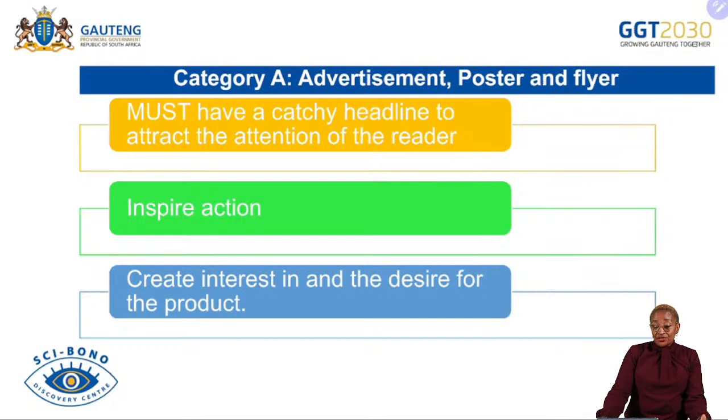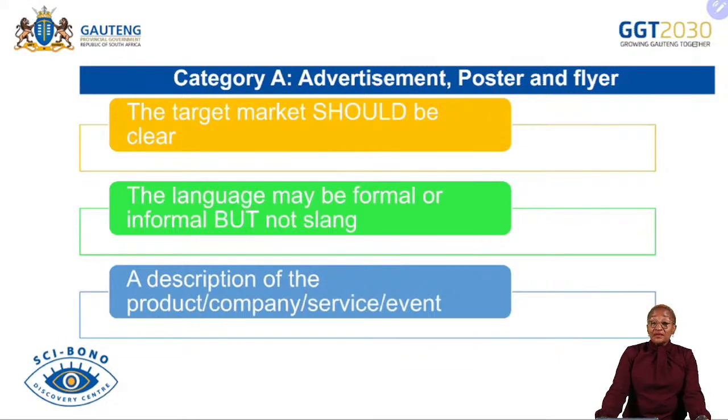Create interest in the product. Create interest in the business. Create interest in the event and the desire for that particular product or event or business. The target market should be clear. If it's a product, what's the target market? If it's an event, the nature of the event would automatically tell us the target of the people who need to be at that event.